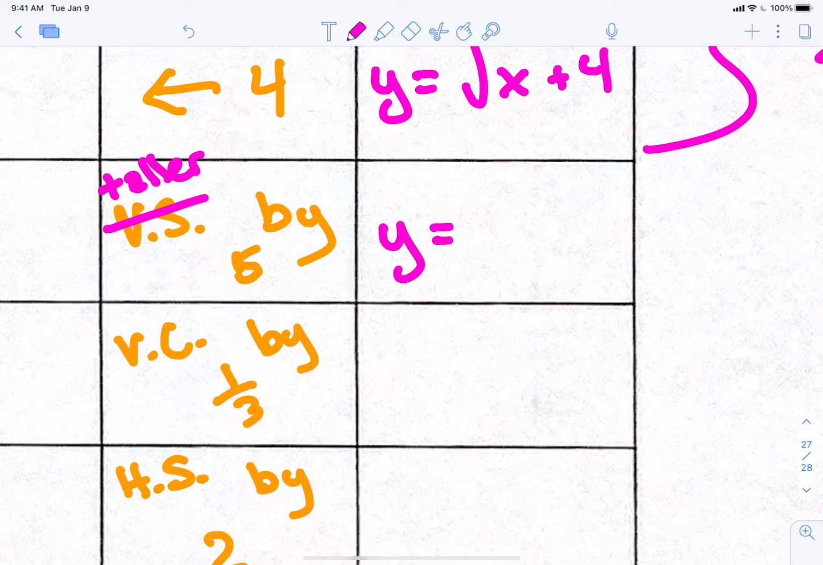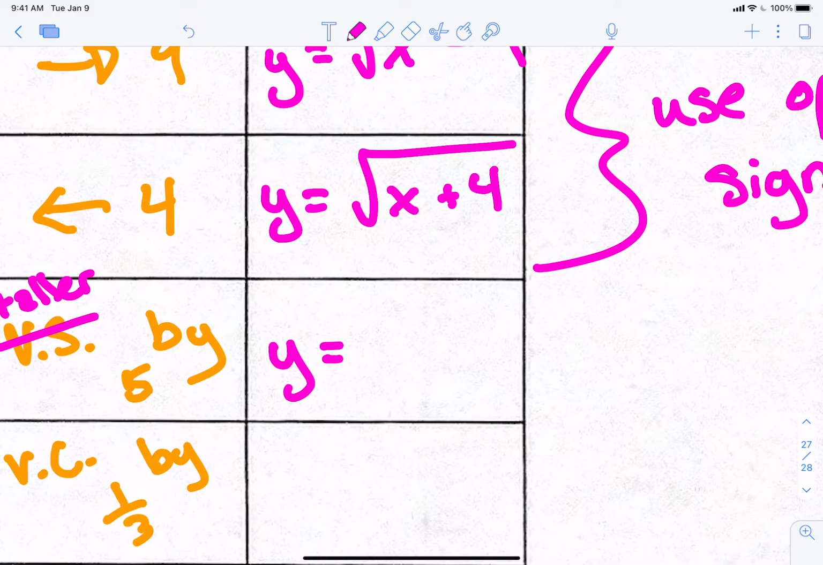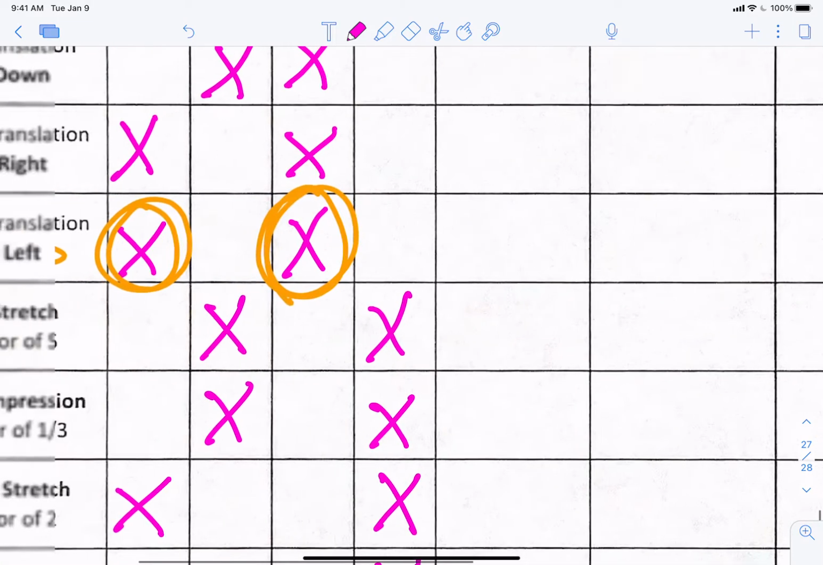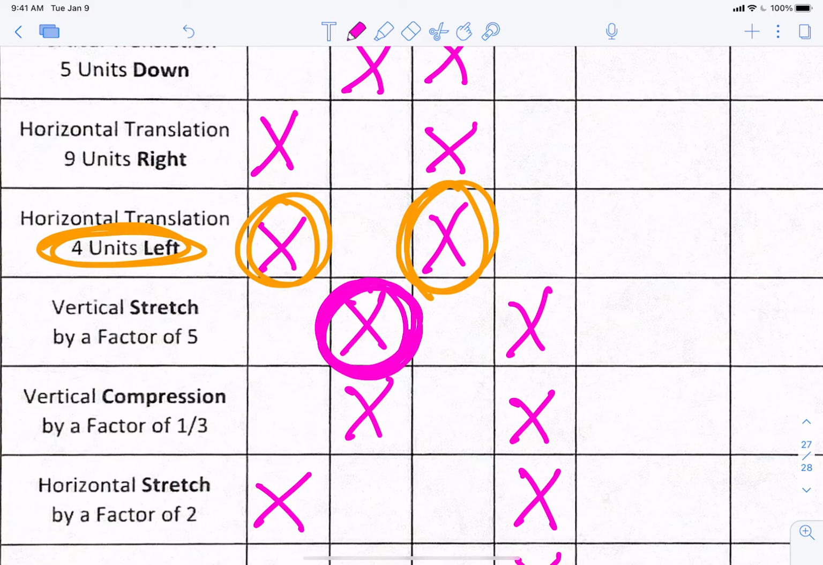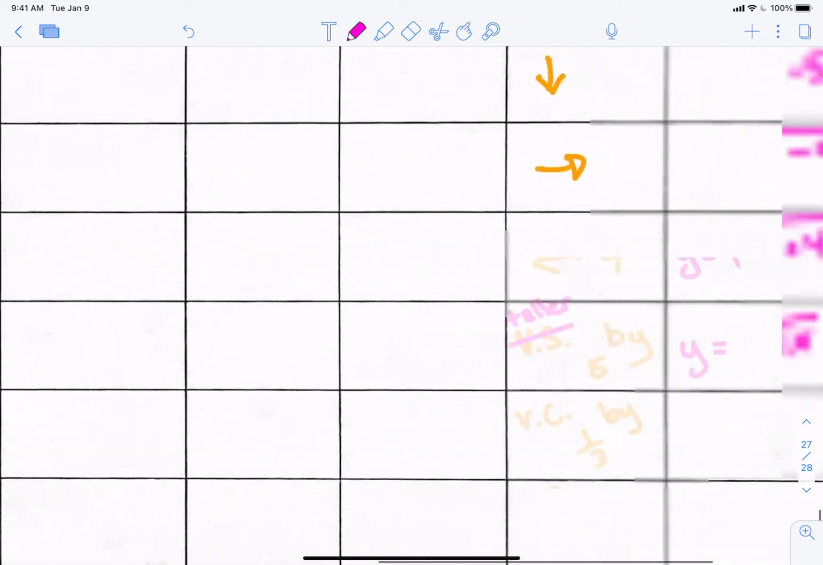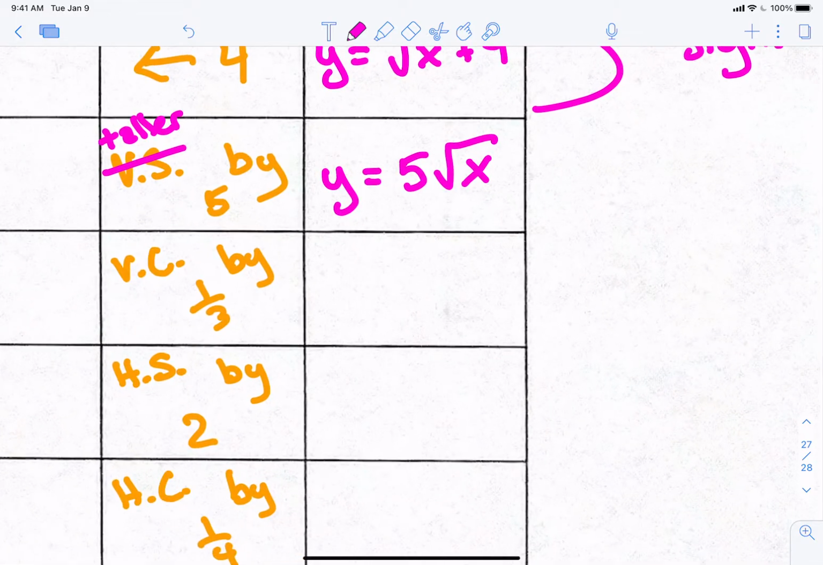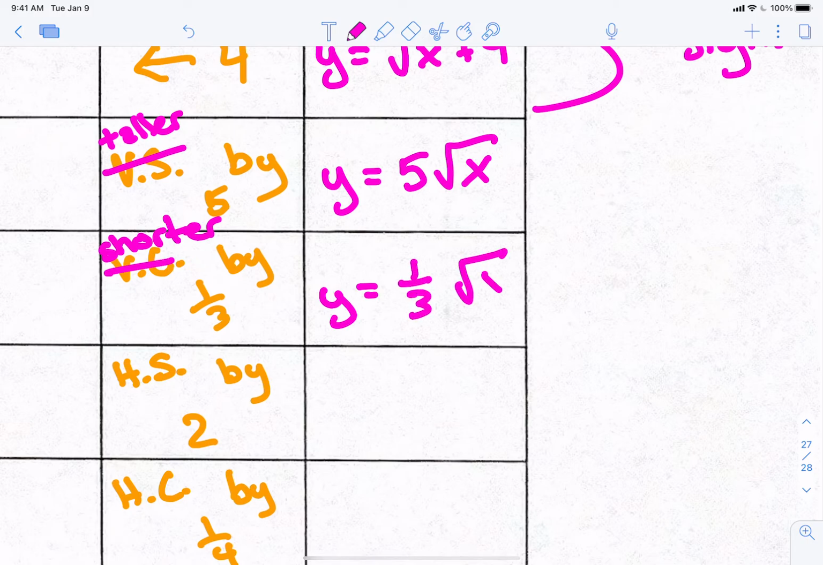So y equals, and when you multiply it by 5, where does the 5 go? In front of the square root, okay? The 5 can either go on the outside or it can go on the inside, but vertical stretch right here, this guy is outside the function, right? That's this column, outside of the function. So the 5 goes on the outside of the bar, okay? What about vertical compression? That makes him shorter by 1/3, and so my new function is going to look like what? y equals 1/3 square root of x, yeah?